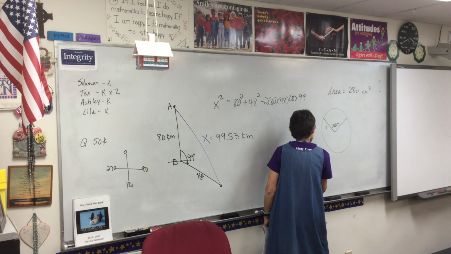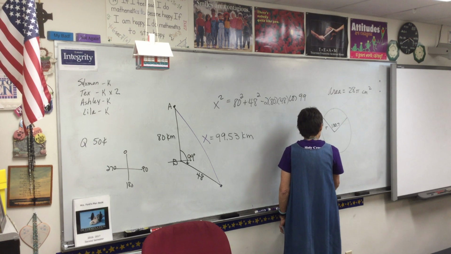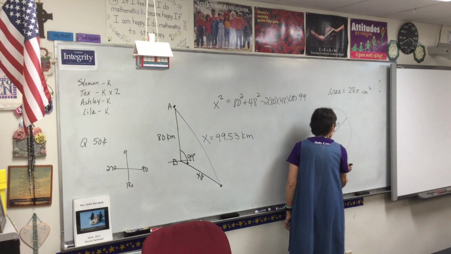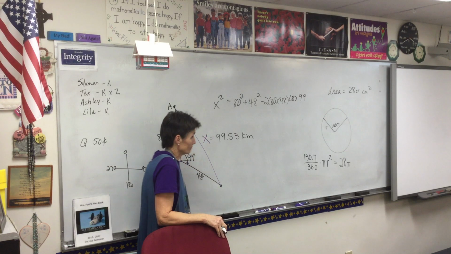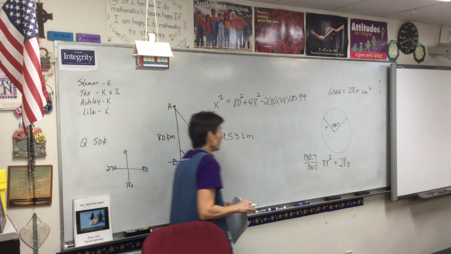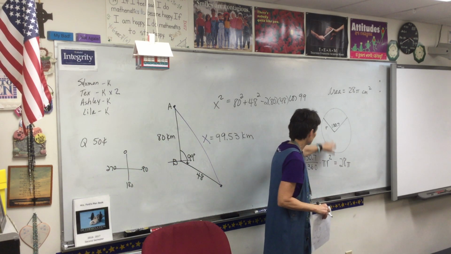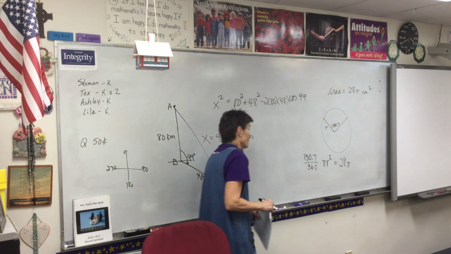130.7 over 360 times pi r squared should give me my area, right? Isn't that how that works? Yeah. If you put the angle over 360 and multiply it by pi r squared, I do not know what r is, so I'll just have to say pi r squared, I get this.